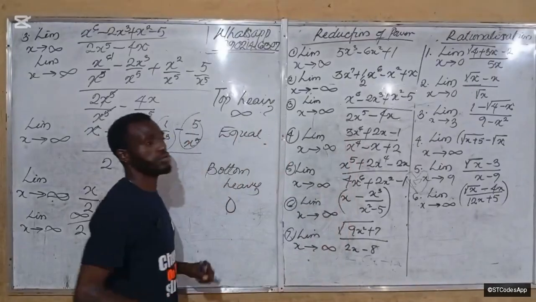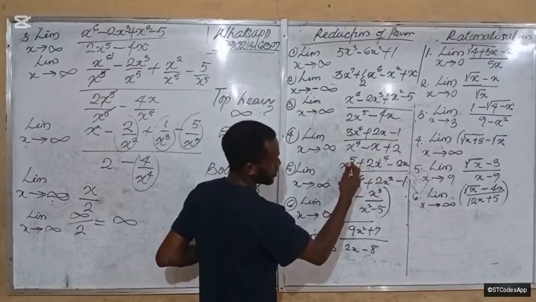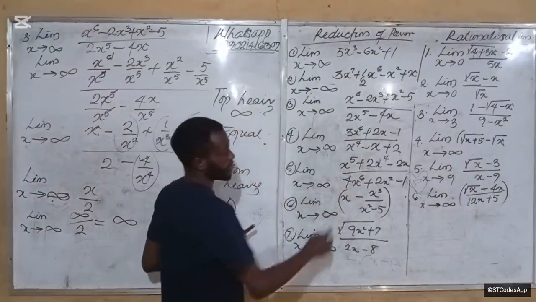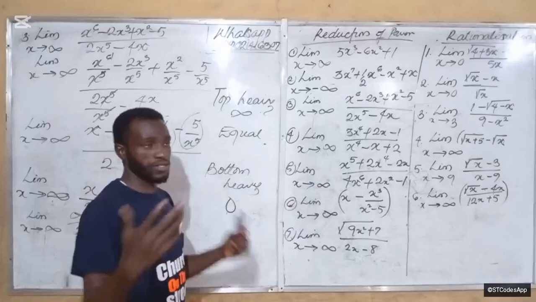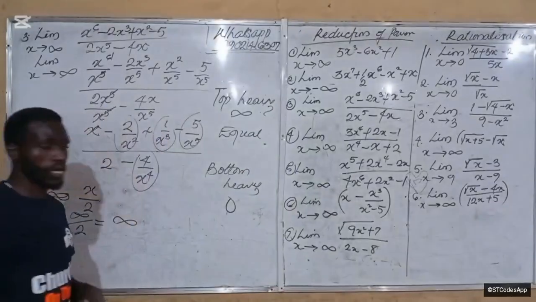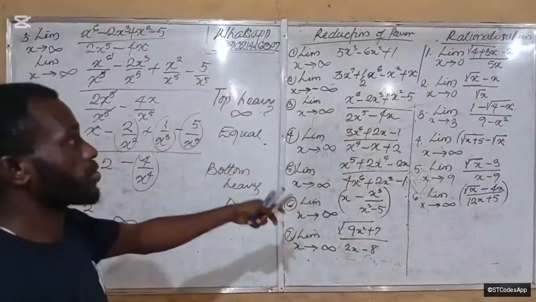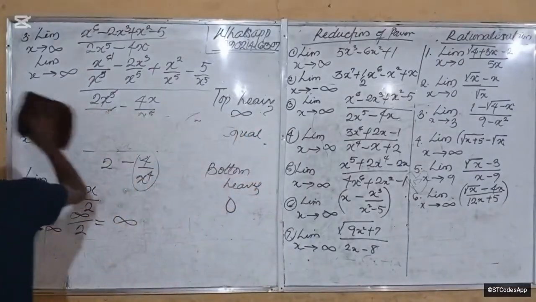That's going to be what? 3. In this case, if this were 6, for example, so that both of them are of equal powers, your answer is going to be 1 over 4. Does that make sense? So that's just the trick. Albeit, I'm still going to show you that the reduction of power method works. So we're going to do number 4 using that same method.